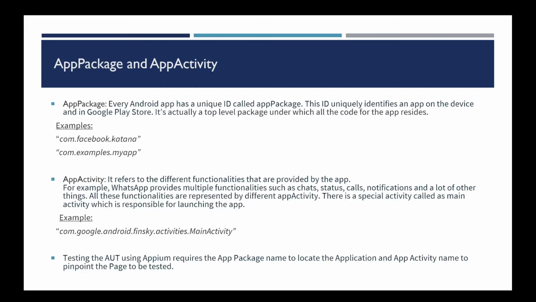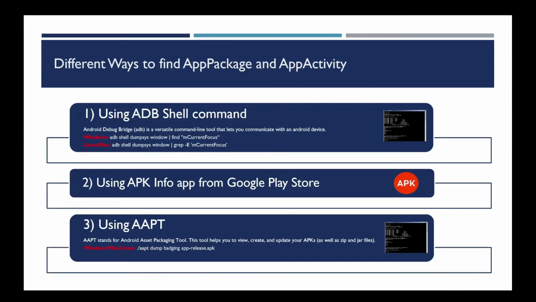Testing the application under test using Appium requires the app package name to locate the application and the app activity name to pinpoint the page to be tested within that app. So both of these things are very important when it comes to Android automation using Appium. We will see different ways to find app package and app activity.